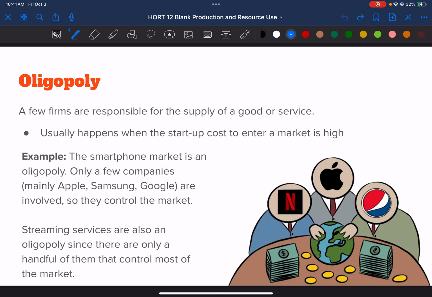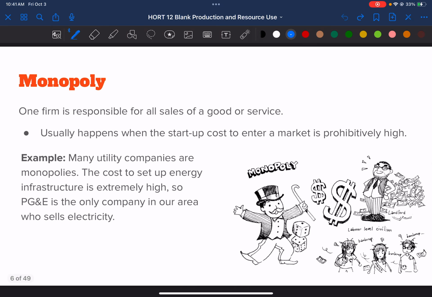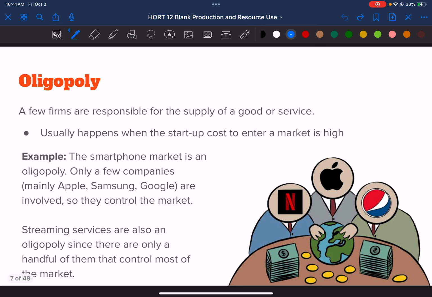They control the market, so they can decide how much they want to charge for their product because there's not a whole lot of competition. Same thing with a monopoly. PG&E can decide how much it wants to charge for electricity because sellers won't just switch to another company. They can't. There is no other company for PG&E to compete with. So they get to set the price of a good or service. They are price makers in both monopolies and oligopolies.